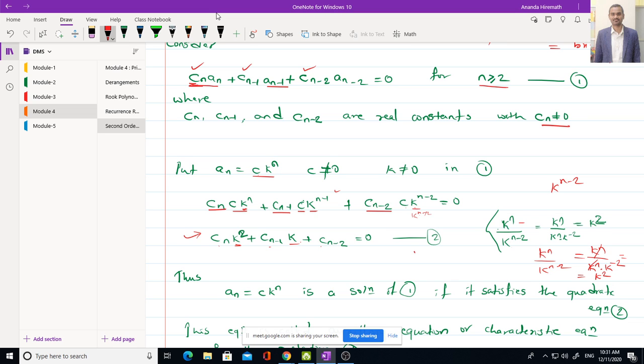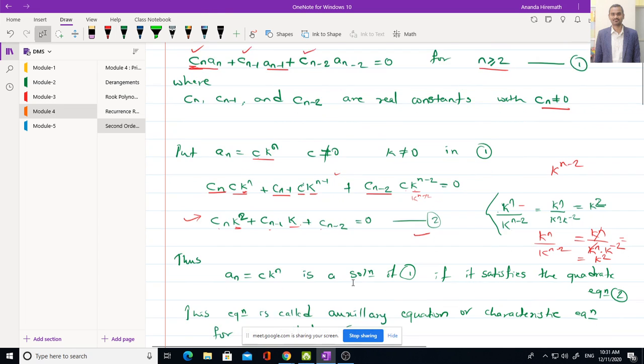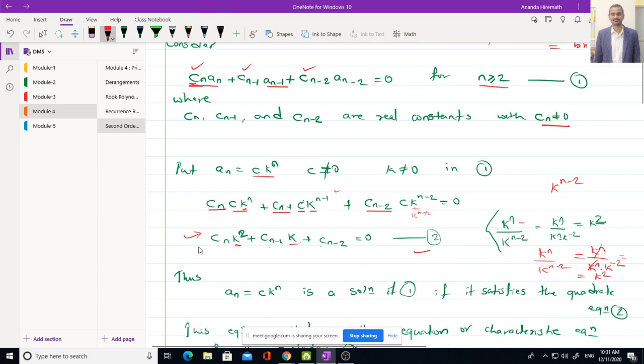Now this equation 2 is called the characteristic equation or auxiliary equation. Remember this. This is the characteristic equation of the second order homogeneous recurrence relation.